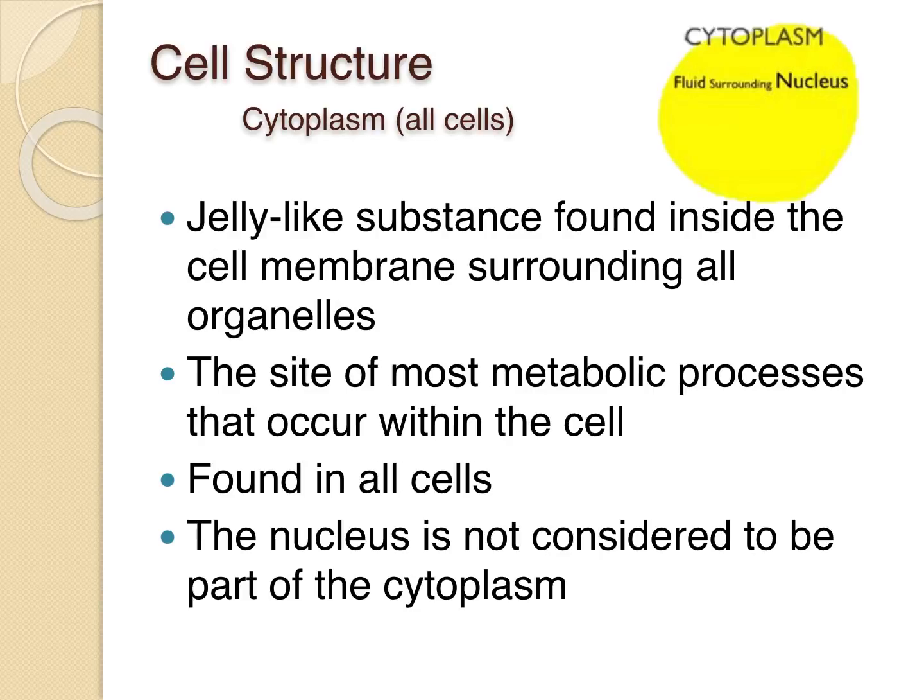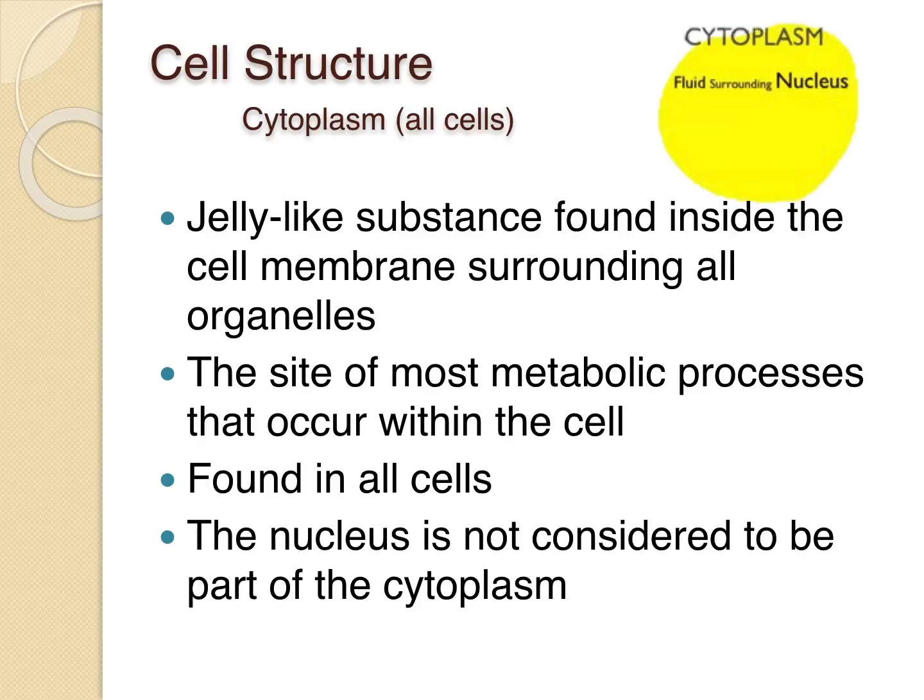The first cell structure that we're going to discuss would be the cytoplasm. So cytoplasm is just the fluid surrounding the nucleus. The nucleus is not considered to be part of the cytoplasm. It's considered to be a completely separate thing. So this is like a jelly-like substance found inside the cell membrane that surrounds all the organelles.